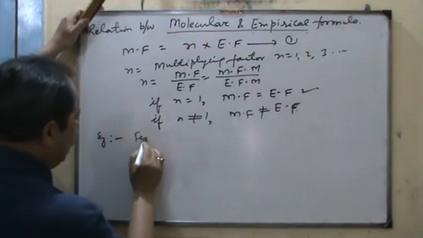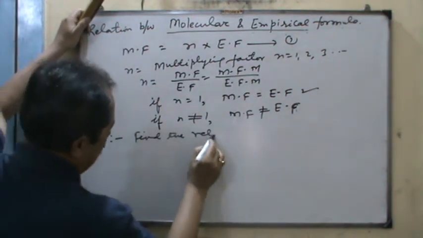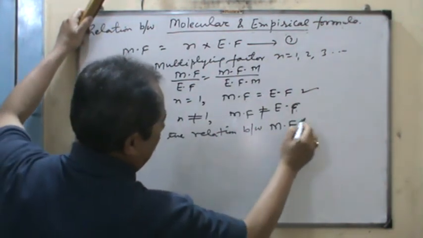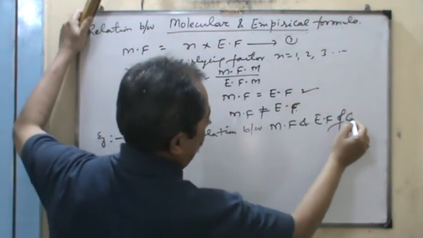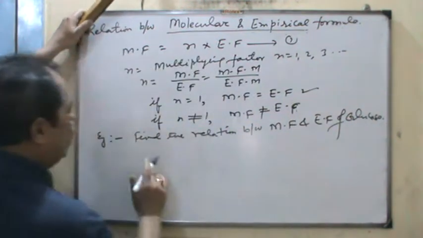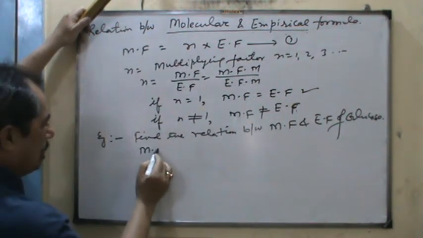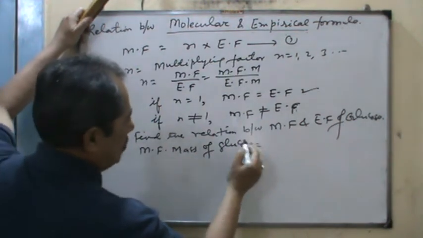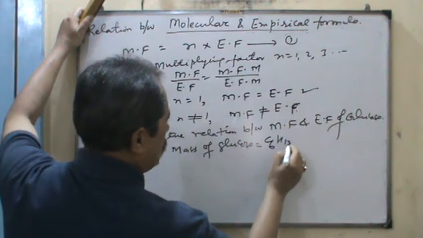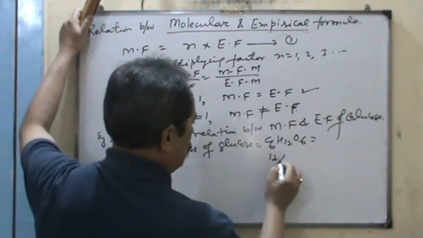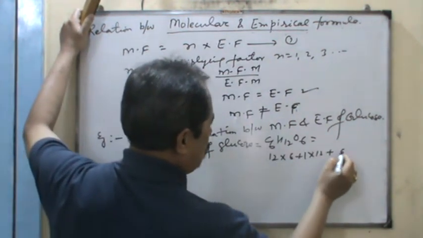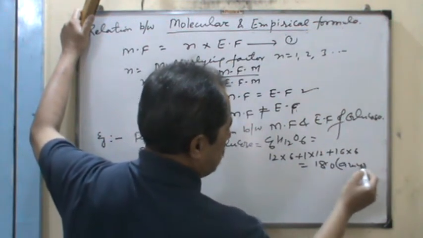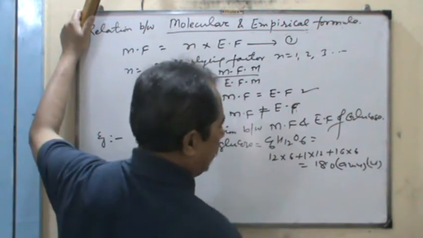Glucose. Find the relation between molecular formula and empirical formula of glucose. So what is the molecular formula mass of glucose? Mass of glucose, you know it, molar mass, C6H12O6. 12 into 6 plus 1 into 12 plus 16 into 6, that is equal to 180 amu, or you can say unified mass. Anyone, you can write here.